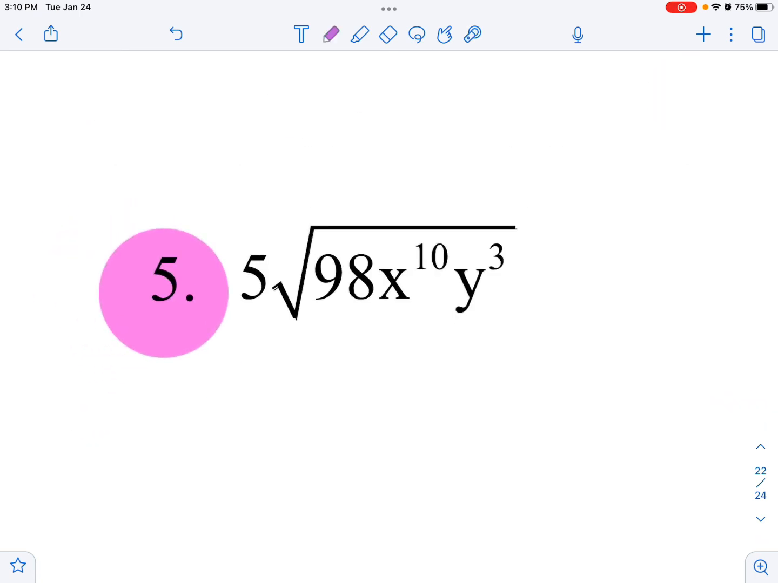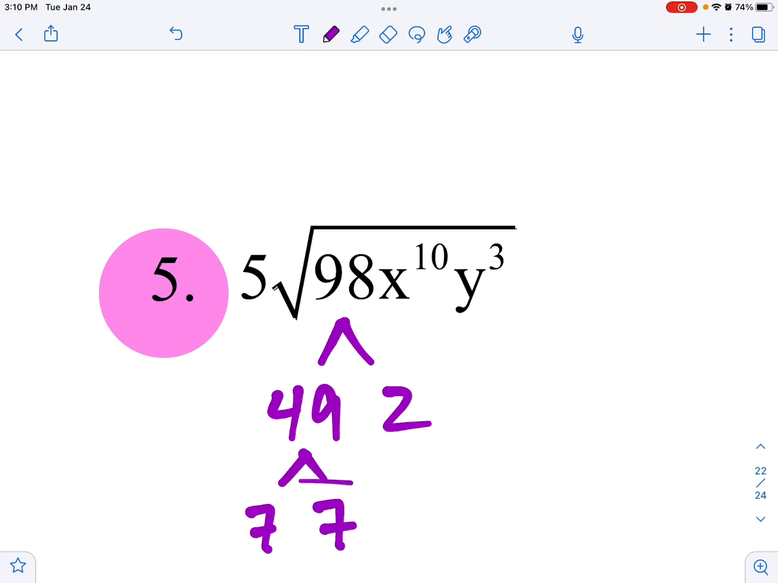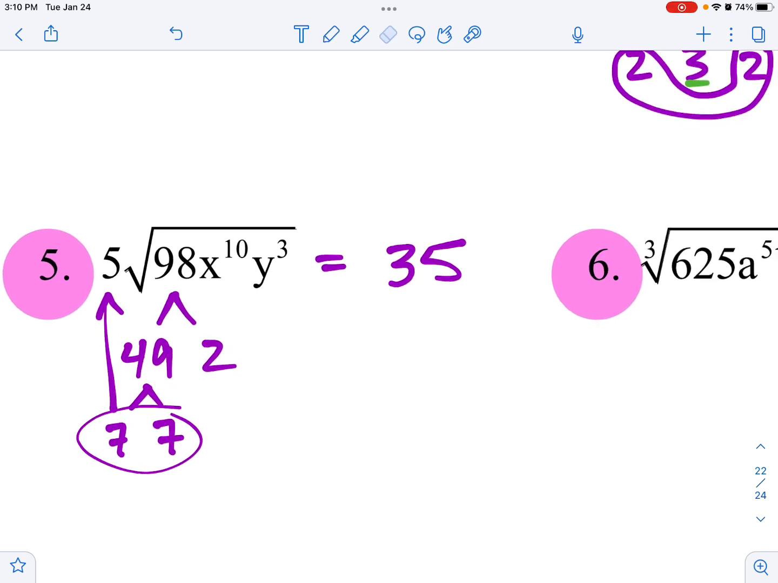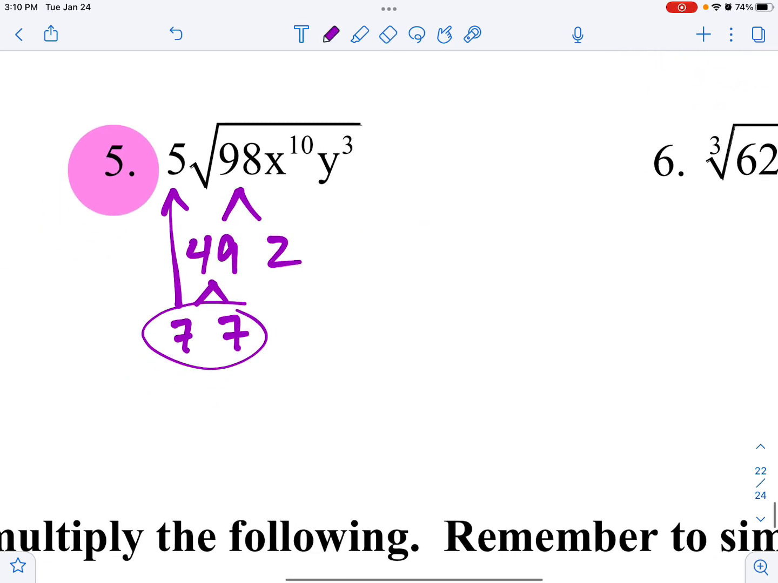So let's go to number 5, 98. Oh boy, what is that? 49 and 2. 49 is 7 and 7. Nailed it. Found a group of 2. 7 times 5 is 35. And yeah, I have X's and Y's here, so I'm actually going to leave myself some room. Maybe I'll write it down here. 35 on the outside. Leave yourself some room for the X's and Y's.